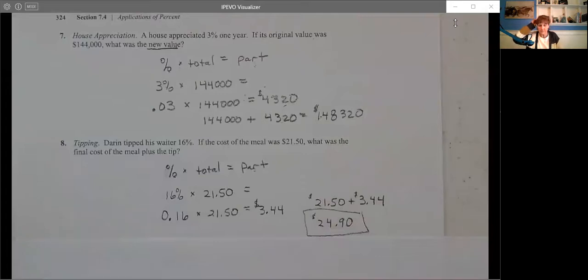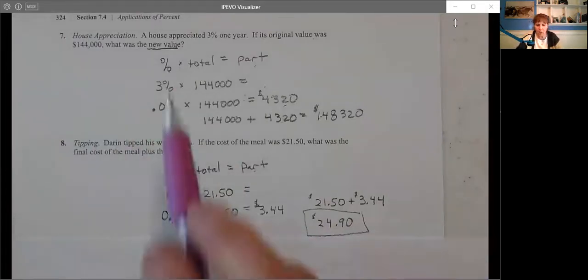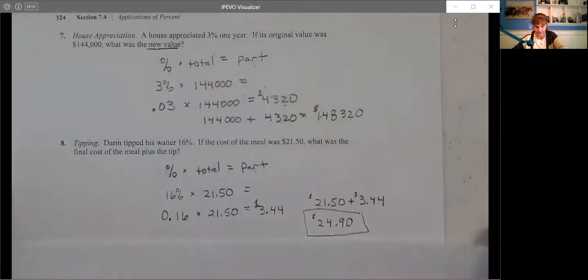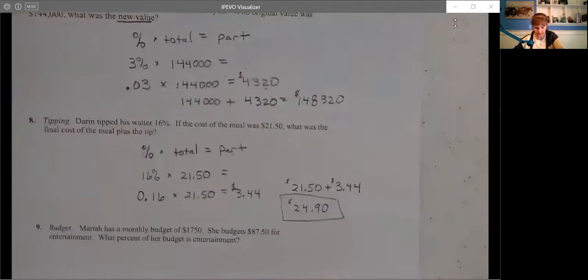As the cost of the meal. All right. So again, you just kind of have to figure out what you're given and what you want, you know, so it just takes some practice.